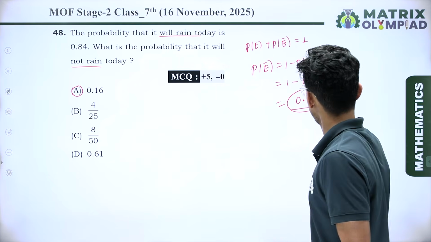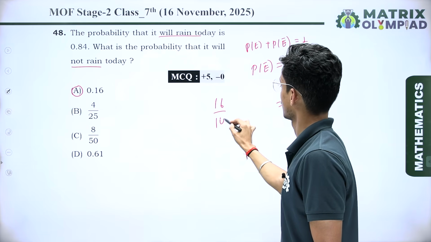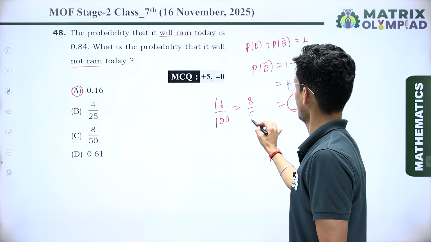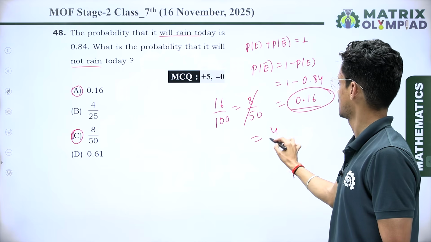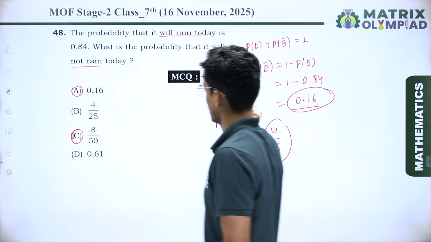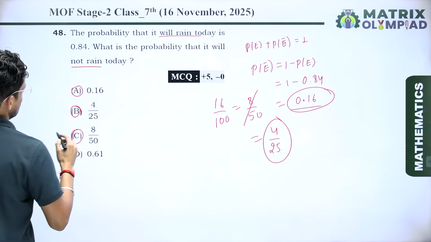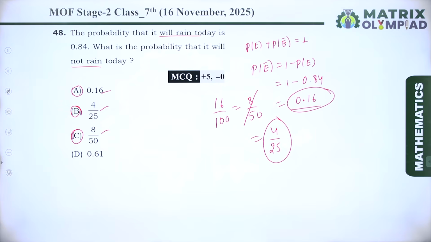So when we simplify it, we can say that 16 upon 100, it means 8 upon 50. It means option number C is also correct. And again we have to simplify it. We can say that 4 upon 25. It means option number B is also correct. For this question, A, B and C are the correct answers.